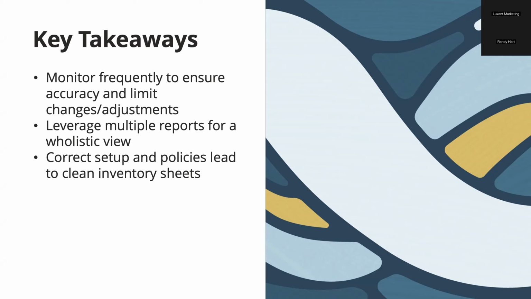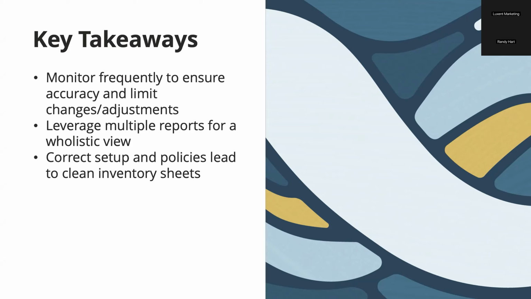Leveraging multiple reports to make sure that we have the holistic view is very important. So as you saw, we looked at profitability versus sales versus inventory turn. That gives us a lot of different points of information to holistically tell us what our inventory is doing and when we're doing it so that we can make the right decisions on ordering, promoting, and selling that inventory.